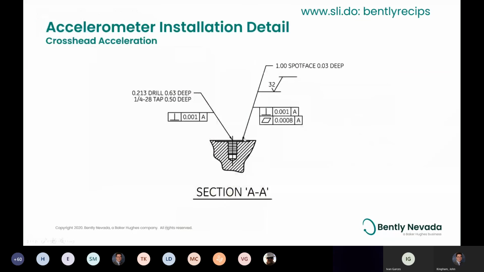And then when you're mounting that accel, it's very important that the surface is prepared properly. So this is for a quarter 28. First, you want to drill a hole 63/100 deep, and then you're going to use a quarter 28 tap, 1/2 inch deep, a 1-inch spot face, 3/1000 deep, and you want to have a surface finish of 32 RMS on that. So that's crosshead accels.